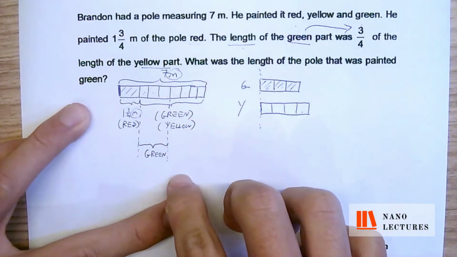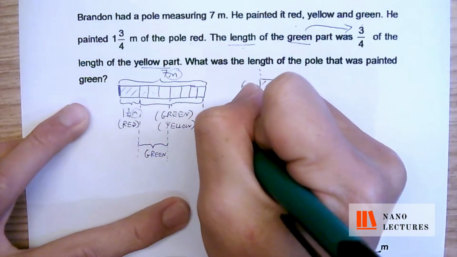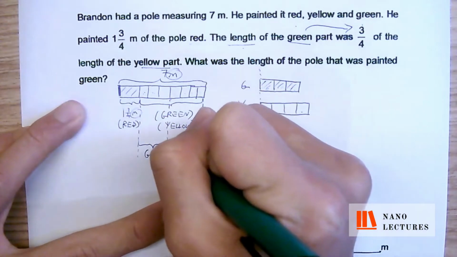Okay, clear, right? So which means that from here to here, draw an extension line. This will be yellow.